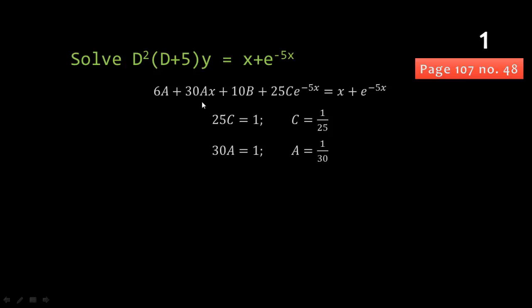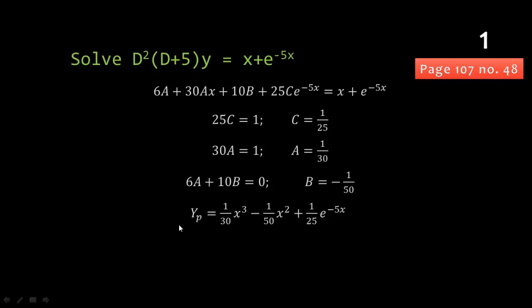For a, we have that it goes with x, and we have x which has a coefficient of 1. So we have 30a is equal to 1. Finding for a, we have a is equal to 1 over 30. Now for the remaining constants, 6a plus 10b is equal to 0. We substitute a into this equation, and we get b is equal to negative 1 over 50. We now get our y_p solution, which is equal to 1 over 30 x cubed minus 1 over 50 x squared plus 1 over 25 e to the negative 5x.